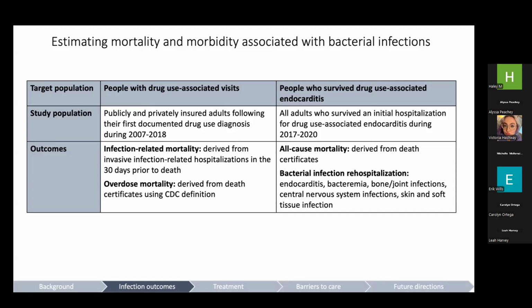We looked at all-cause mortality derived from death certificates, and then also looked at how many people had been rehospitalized for other bacterial infections, looking at endocarditis, but also some of these other ones, noting that someone might have endocarditis, but then they can go on to develop one of these other invasive infections as well. And it's not just going to be limited to reinfection with heart infections. It could be other invasive infections as well.